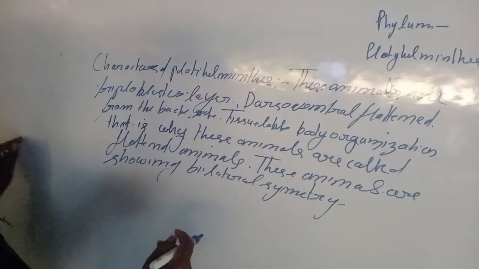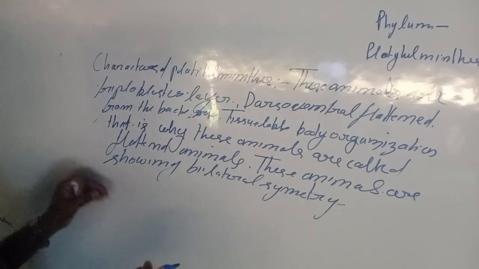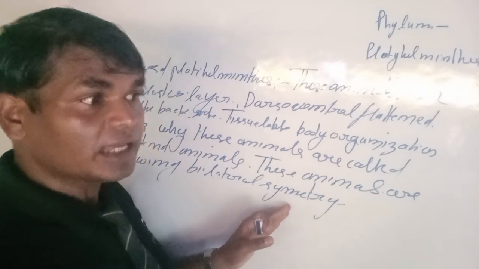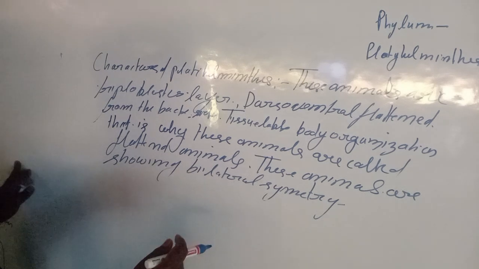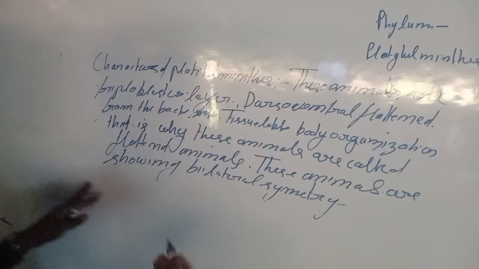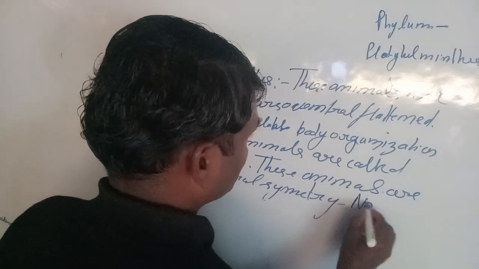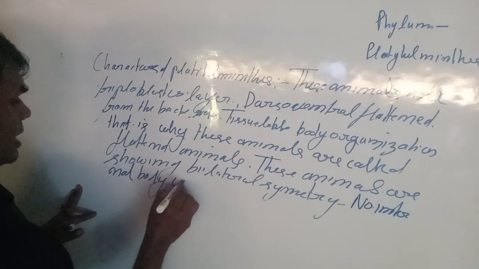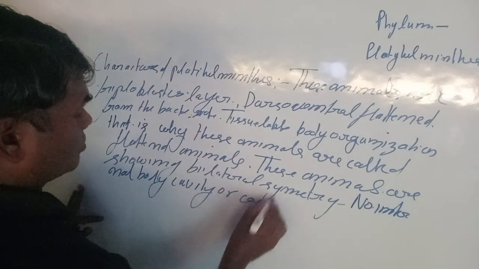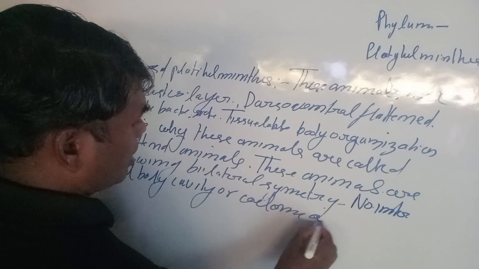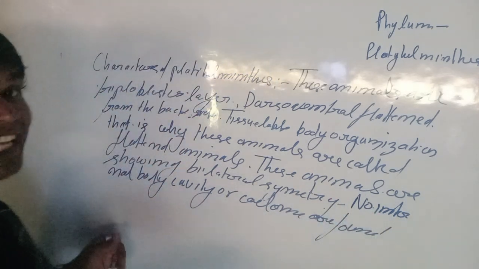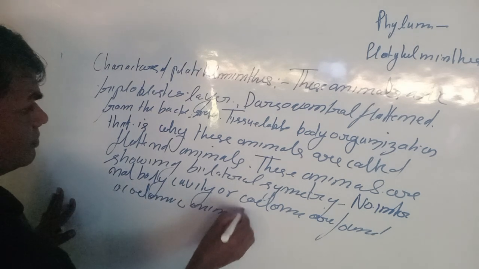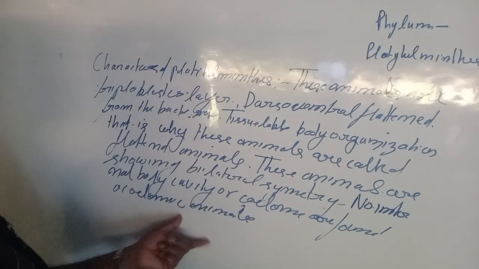In this point of view, no internal body cavity is present in these animals. That is why these animals are called acoelomates. No internal body cavity, or coelom, is found. That is why they are called acoelomate animals.